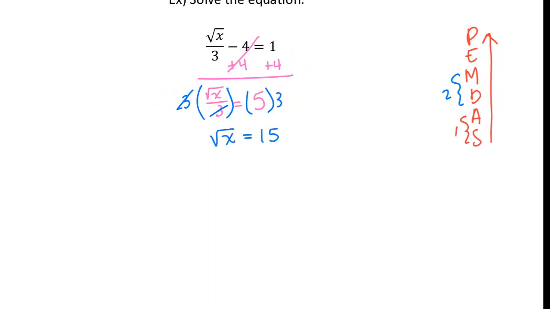And then we have to get rid of the square root. So how do we get rid of the square root? Square both sides. So square root cancels out the squared. We're left with x equals 15 times 15, which would be 225.